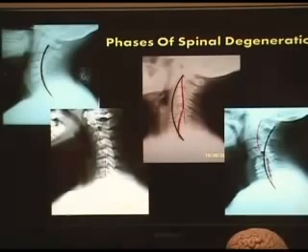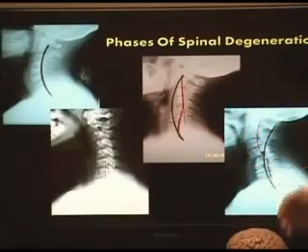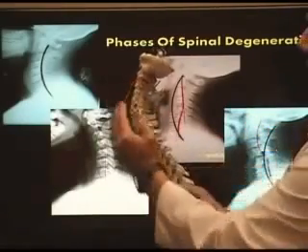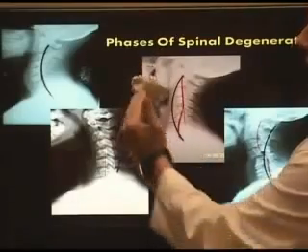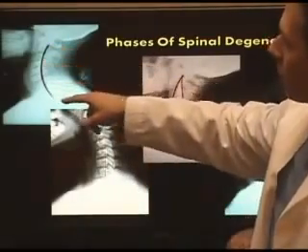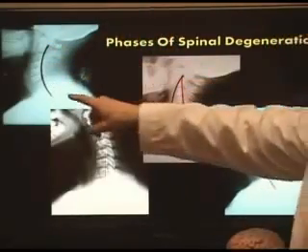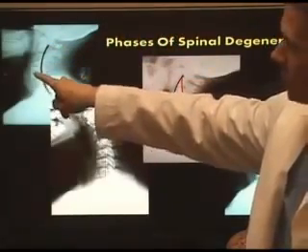So here's the deal. When you look at spinal X-rays, the first thing we're going to do is look at the side view of the neck, where you should have a nice normal curve. This is the normal spine, and it should have a nice curve in the neck, and there should be nice open disc spaces.